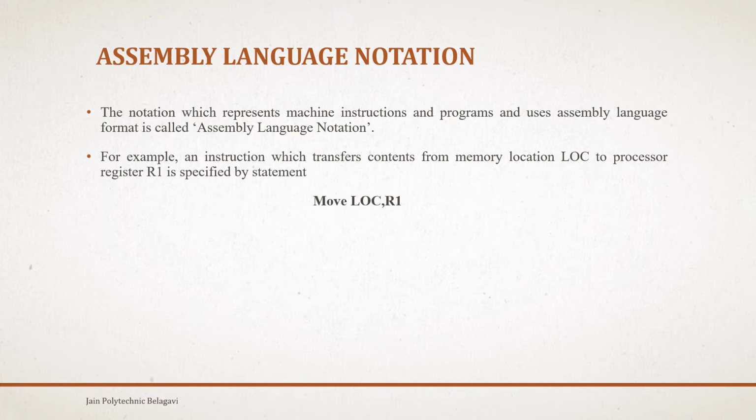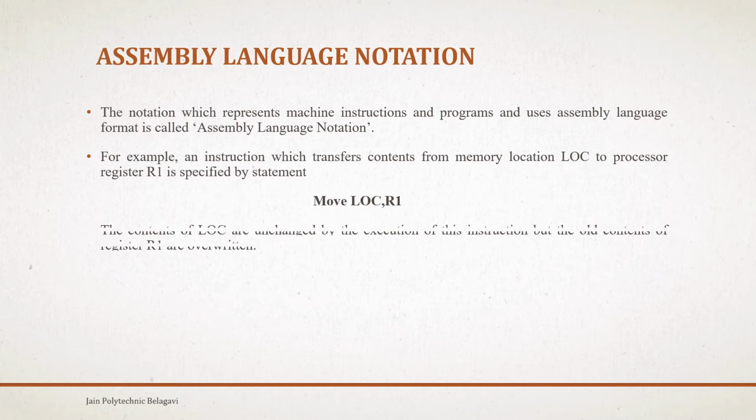So consider an example, an instruction which transfers the contents from memory location LOC to processor register R1 is specified by the statement. So as you can see here, it is the move statement. So it transfers the contents that are present in the location LOC to the processor register R1. So this is the assembly language notation.